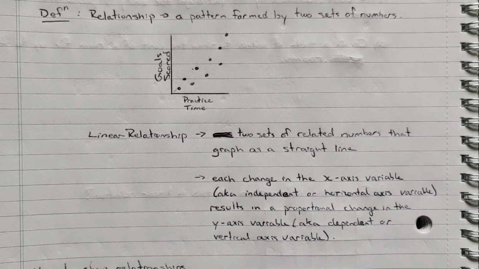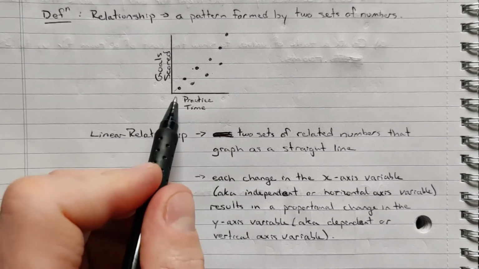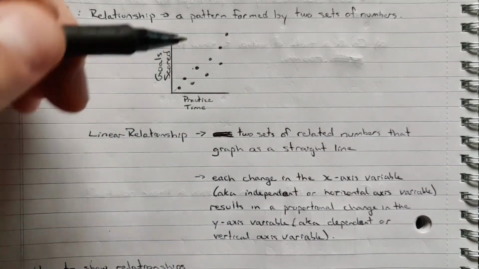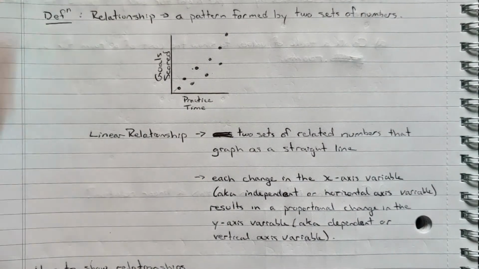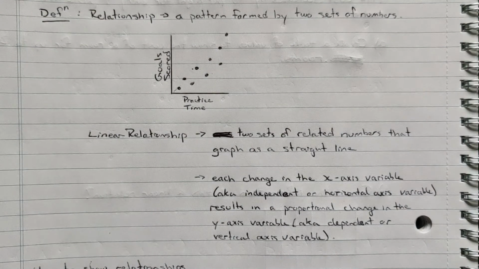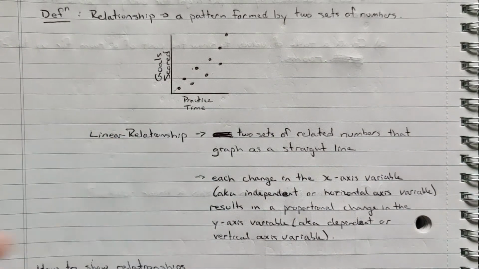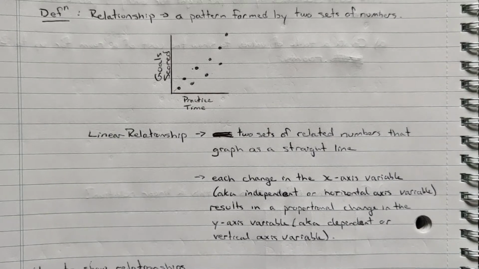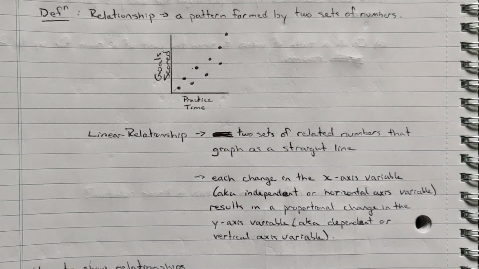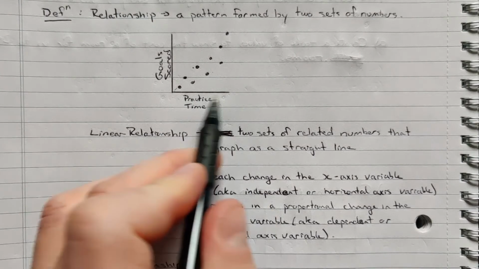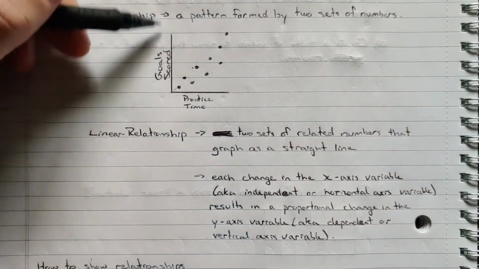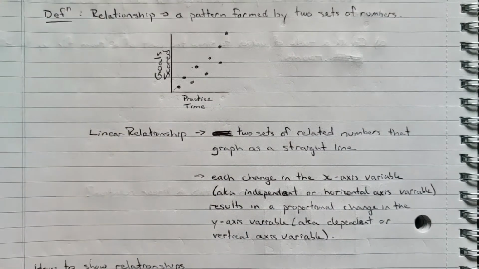The y-axis is the dependent variable. It depends on what happens here. So the more you practice, the more goals you score. But the more goals you score doesn't necessarily translate to more practice time, per se. Thus, the goals scored is dependent on the independent practice time. And the vertical axis variable is another term for that one. So this is a little more convoluted definition, but: independent, horizontal, or x-axis; dependent, vertical, or y-axis.